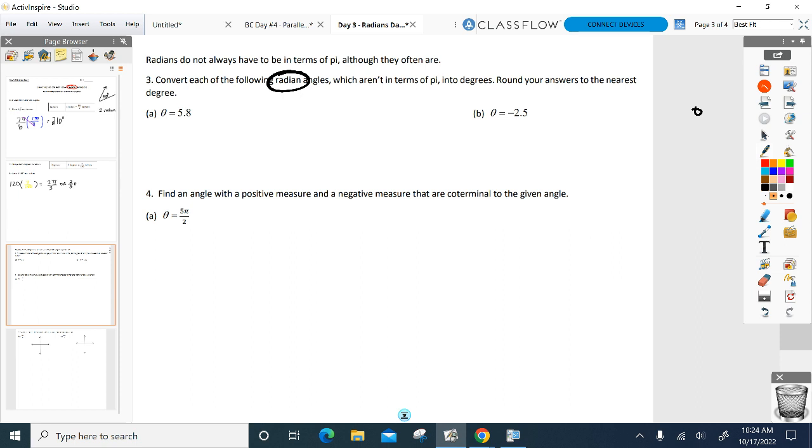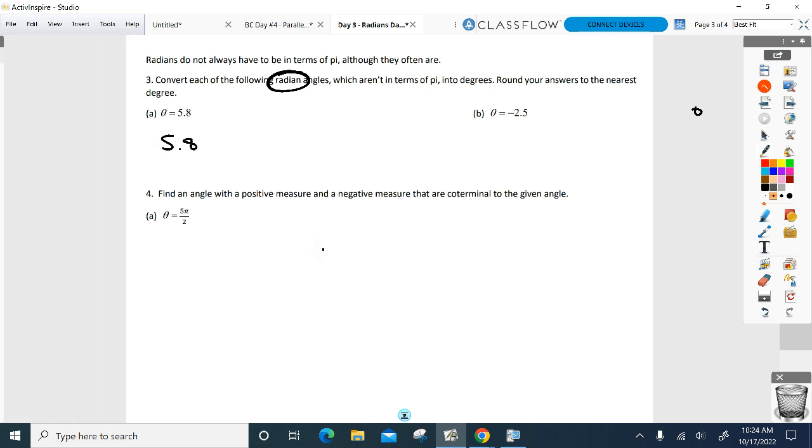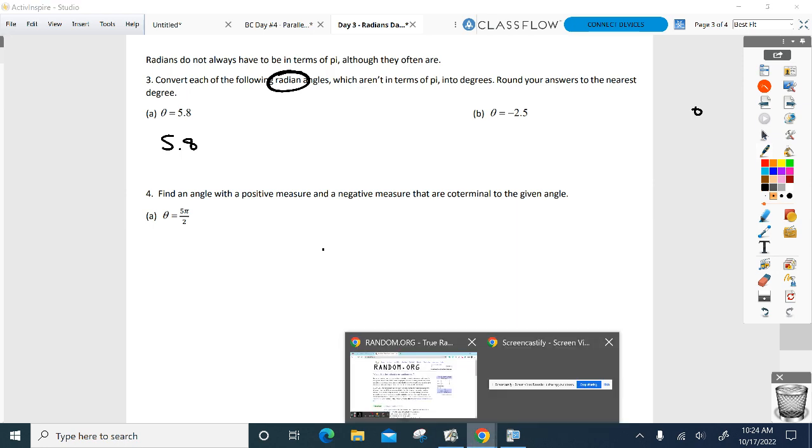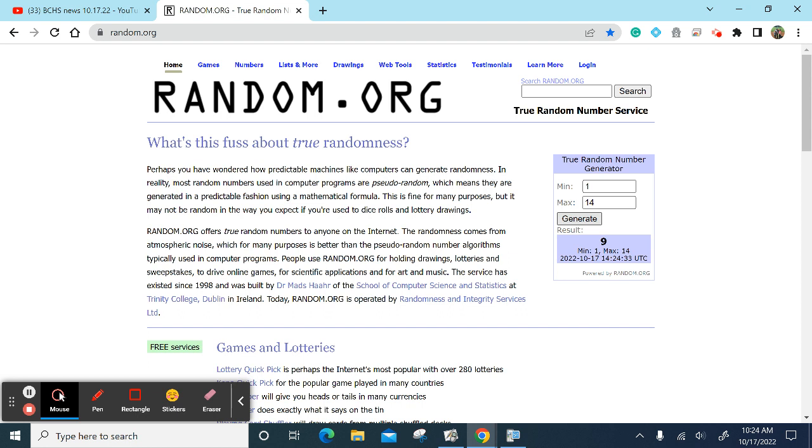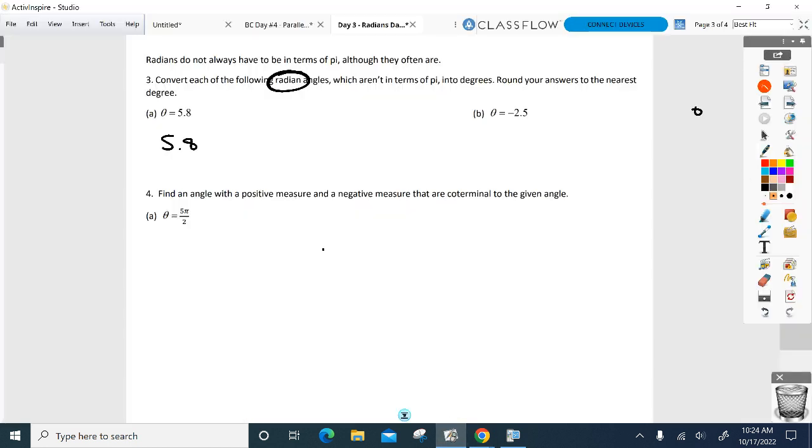So this is 5.8 radians. How do you convert it to degrees? Look on your formula sheet. Look where it says radians. That'll tell you what to multiply by. What do I multiply this 5.8 by? What's it saying on the formula sheet? Take 5.8 radians and multiply it by 180 over pi.